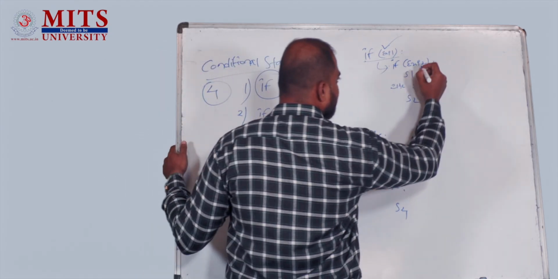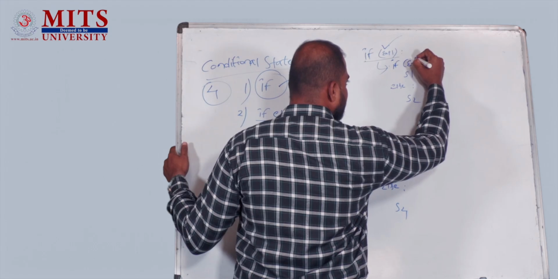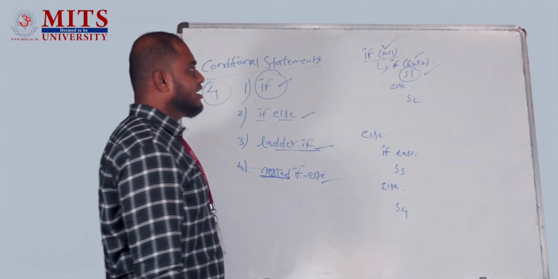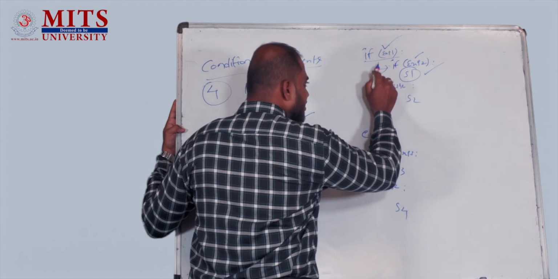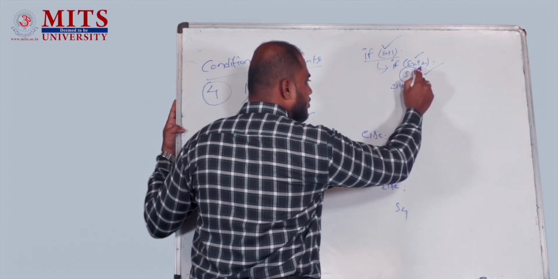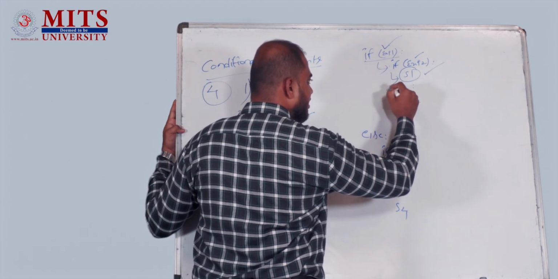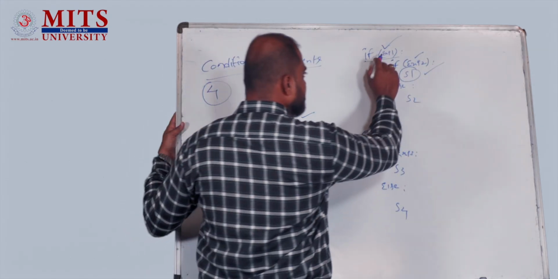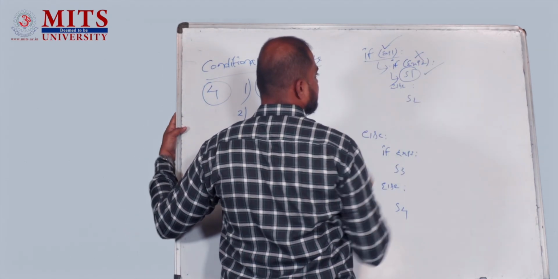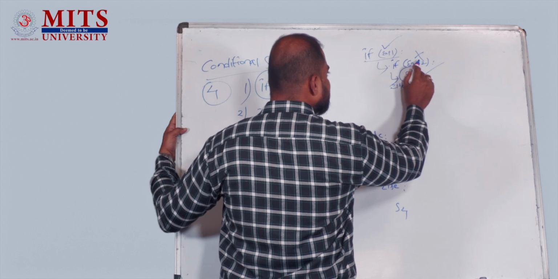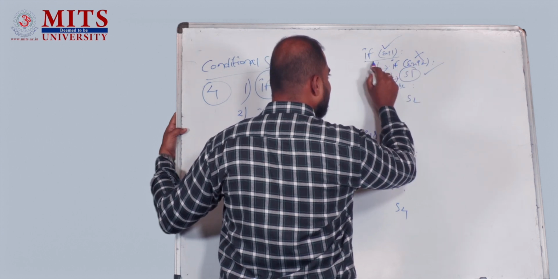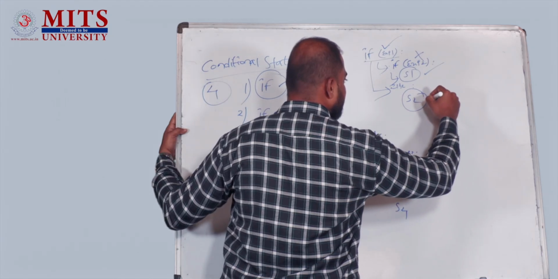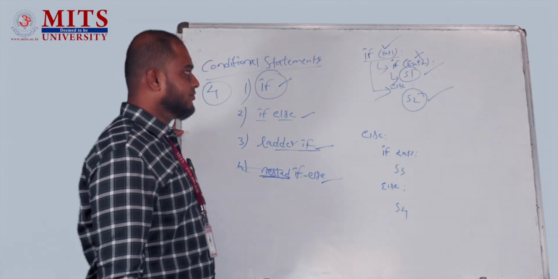Whenever that condition is true, it will enter into this if. Again here we will check one more condition, and if this condition is true, then statements 1 will be executed. Assume this is true and this is false. It will not go directly here. It will come to the else part, and whatever statements are there in the else part will be executed.